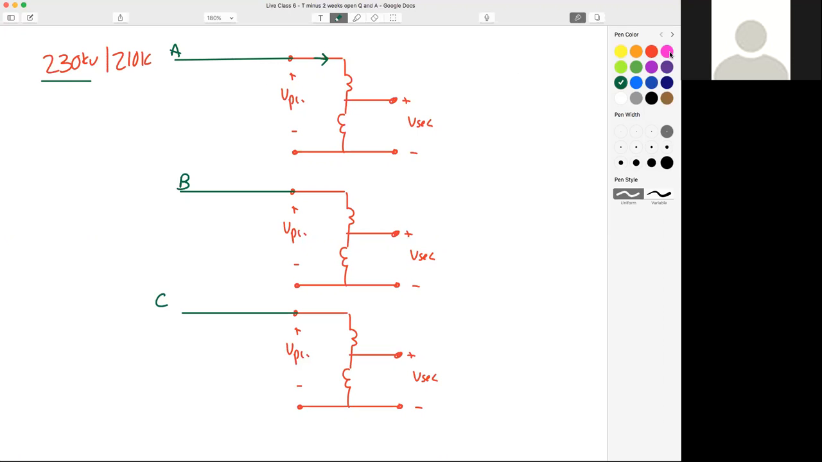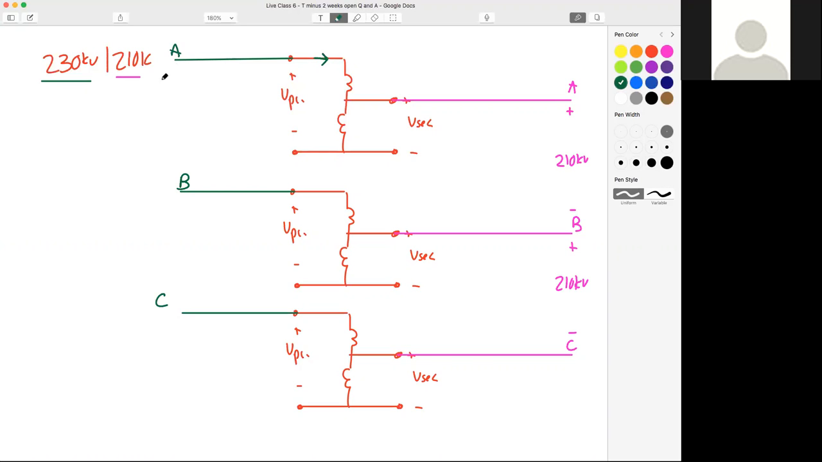So now let's go with hot pink. Let's draw our lines on the other side. There's A, there's B, and there's C. So I know from A to B on the left-hand side is going to be 210 kV, right? A to B, B to C. That's the magnitude of my line voltage on my transmission line after it's been regulated by the auto transformer.